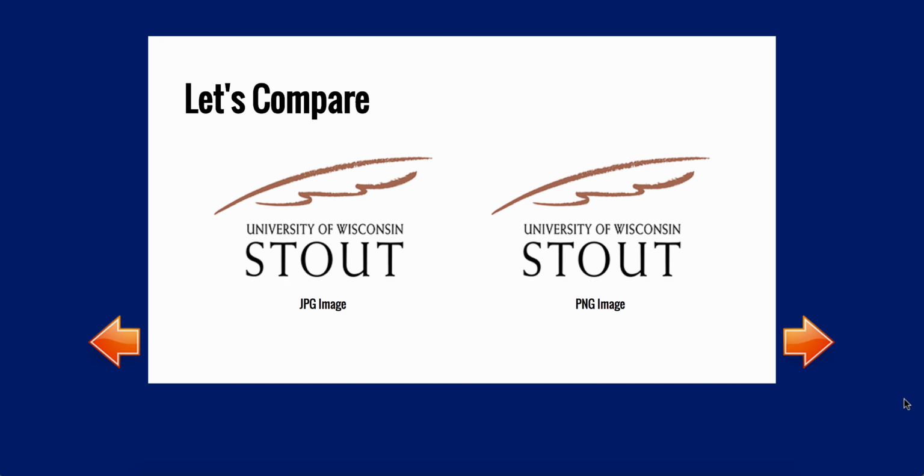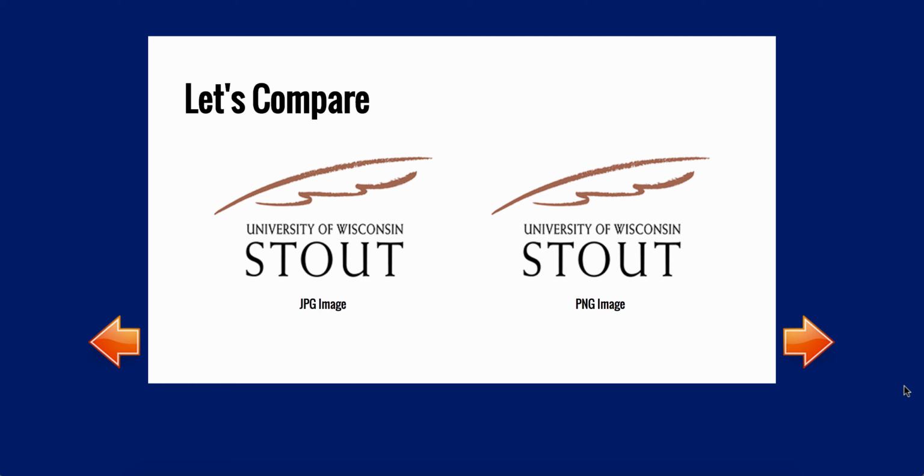So let's compare. I just took the difference between JPEGs and PNGs because I think that that's going to illustrate what it is that's going on. While we're on the white background, both of these images look virtually identical, but the one on the left is a JPEG file and the one on the right is a PNG file. Because if you recall, JPEGs cannot be made transparent.